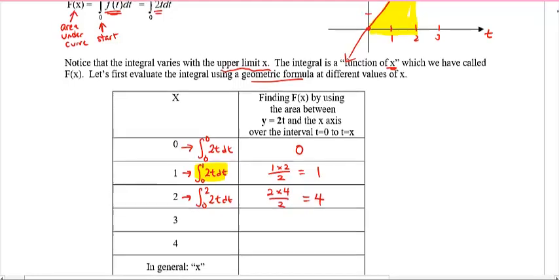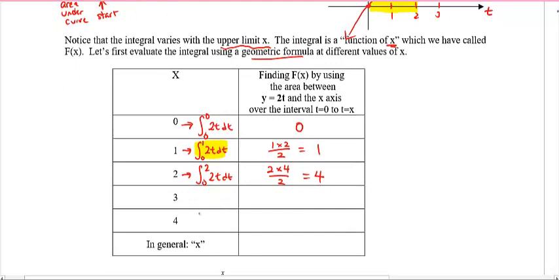Please go ahead yourself and try to figure out 3 and then 4, and see if you can figure out what, in general, you get. Yes, do it yourself. Don't wait for me.